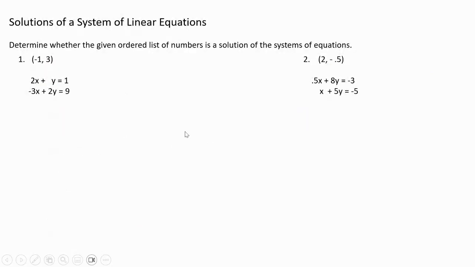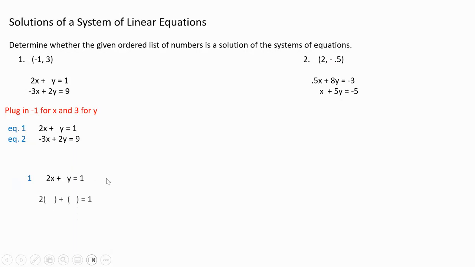Now the first thing we're going to cover is solutions of systems of linear equations. Number one and number two: determine whether the given ordered list of numbers is a solution of the system of equations. In order for this to be a solution, we have to plug in -1 for x and 3 for y in both equations. I'm going to call them equations 1 and 2. Let's go to number one first.